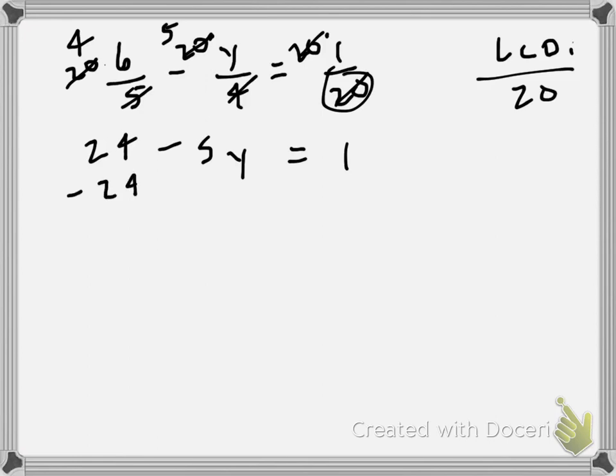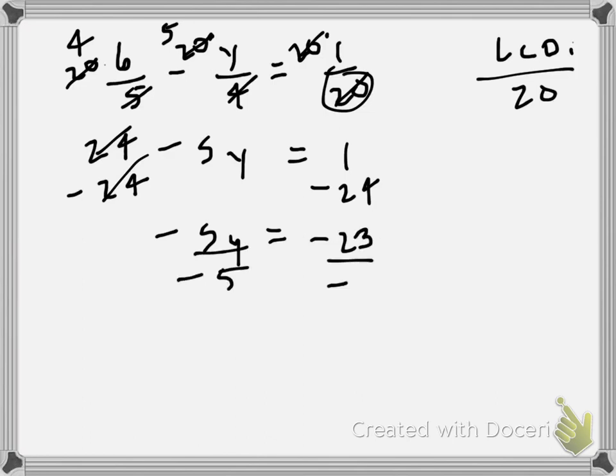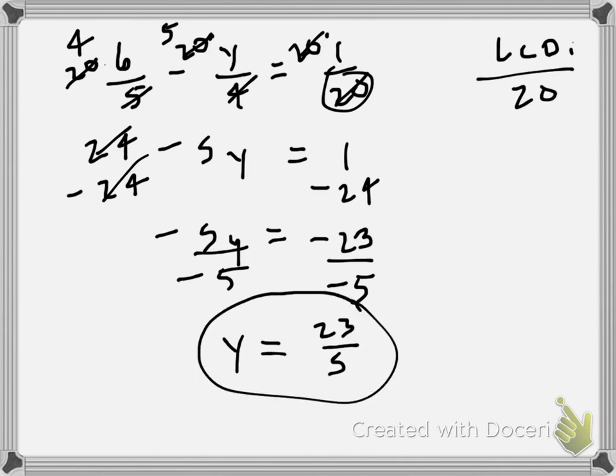We'll move this 24 over. 24 minus 24 is equal to 0. 1 minus 24. Okay, and then we'll divide by -5. We know a negative divided by a negative is a positive. And we've got it. So 23 over 5 is our answer there. You can change this into a mixed number if you want, but again, if the instructions don't specifically say mixed number, to me there's no benefit to that at all. This is easier to work with, and I would leave it in this form.